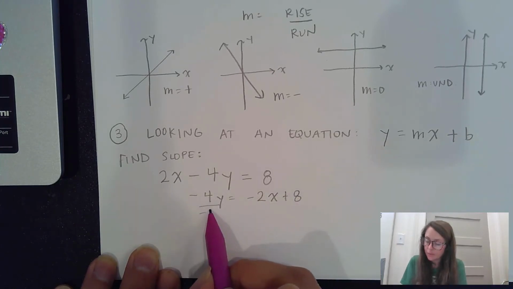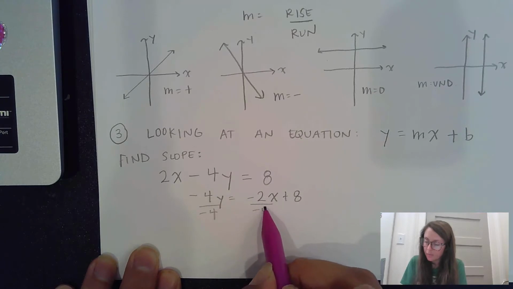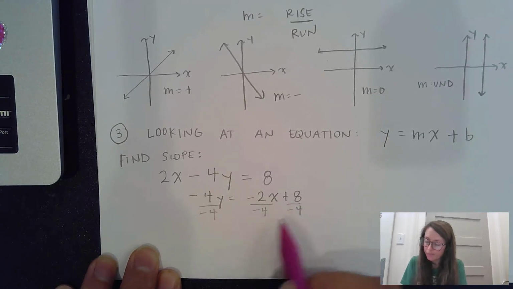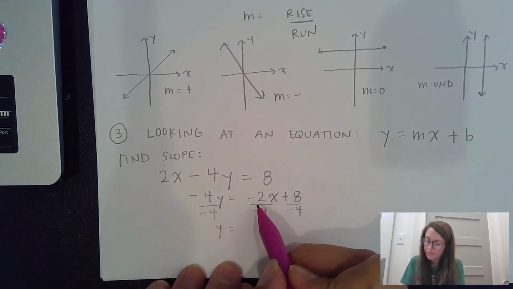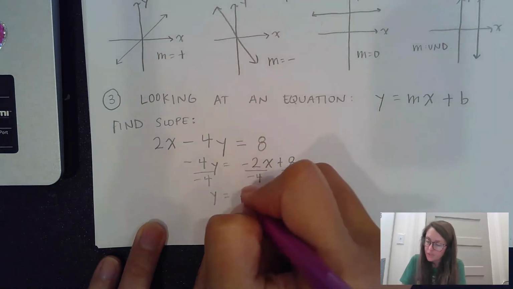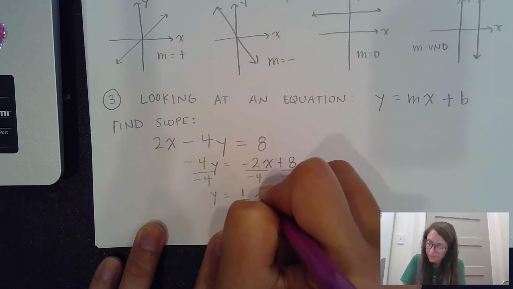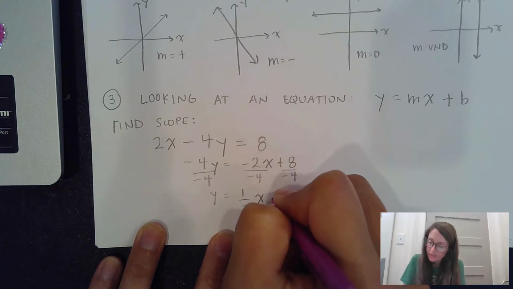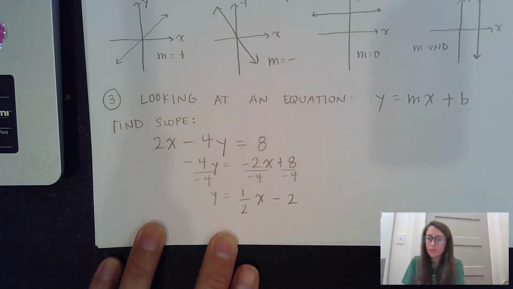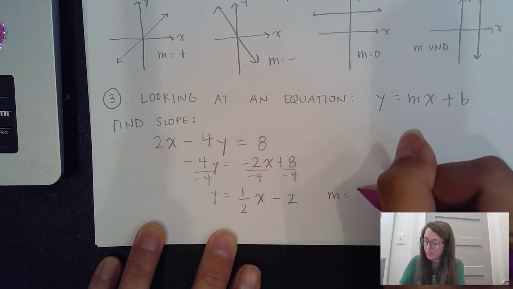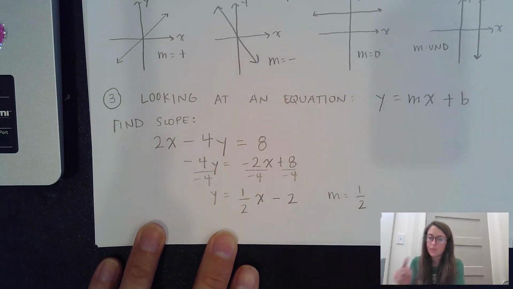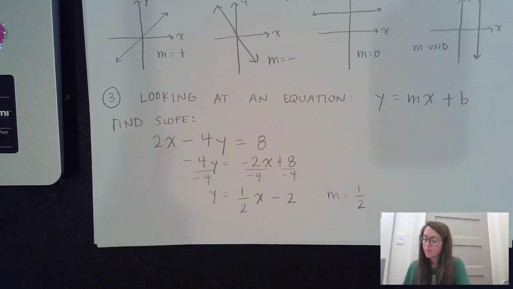And then I am going to divide everything by a -4. So here I'm going to have negative 2 divided by negative 4, which is a positive 1/2. 8 divided by negative 4, which is a negative 2. So the slope here is going to be a positive 1/2. That means that this graph is going to be increasing from left to right. The B there is going to be your y-intercept, so that could be used for graphing, which we're about to talk about.